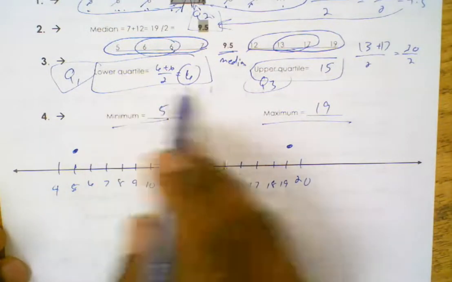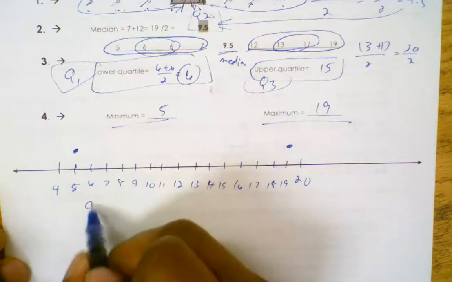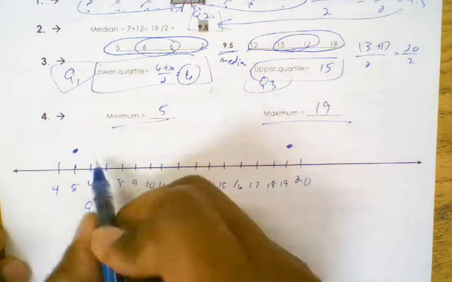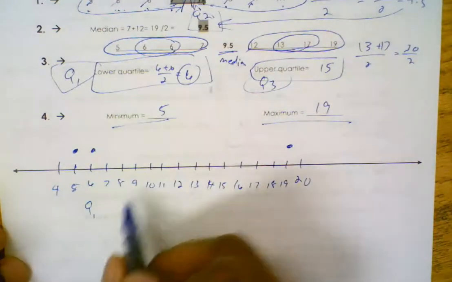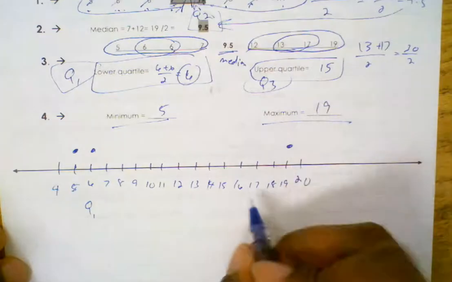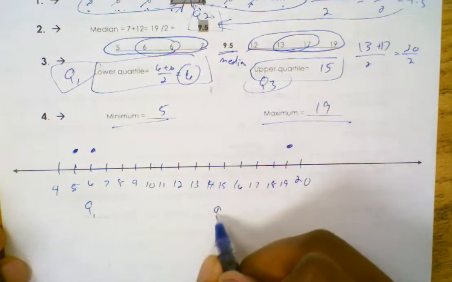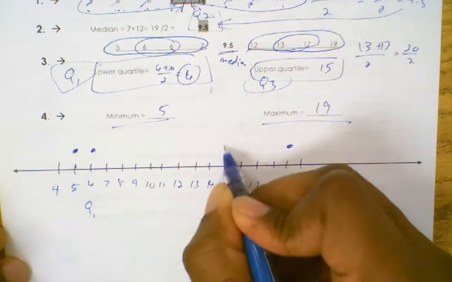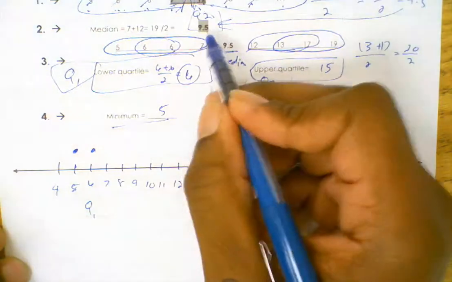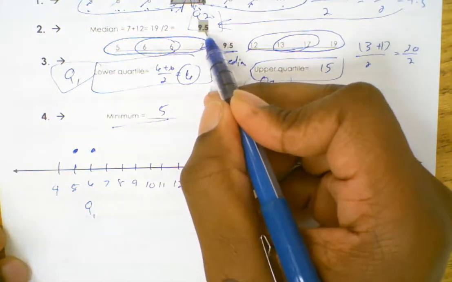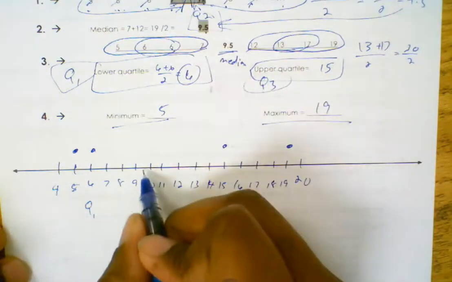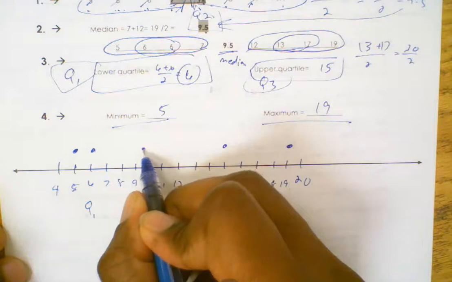My lower quartile is 6. So Q1 is right here. That's 6. Put a dot above the 6. Upper quartile is 15. That's Q3. Put a dot above 15. My median is 9.5, so that's right here. So put a dot above 9.5.